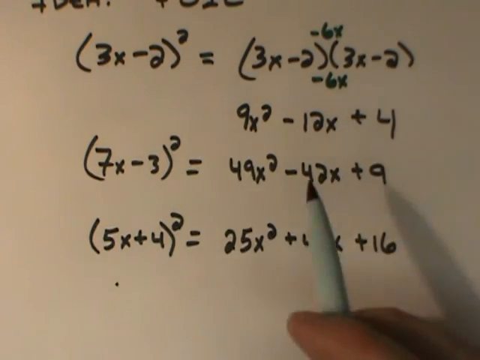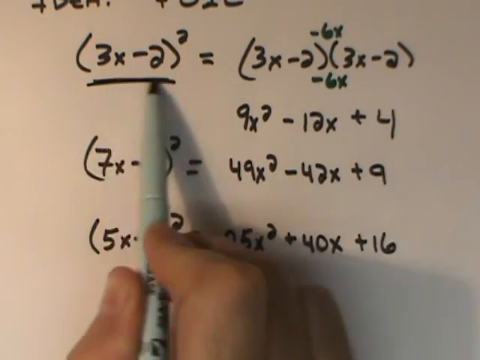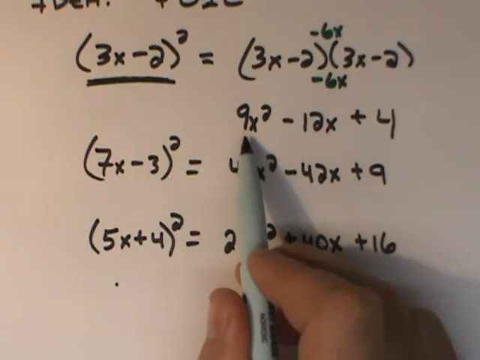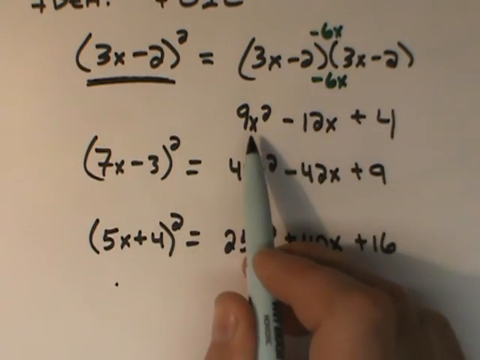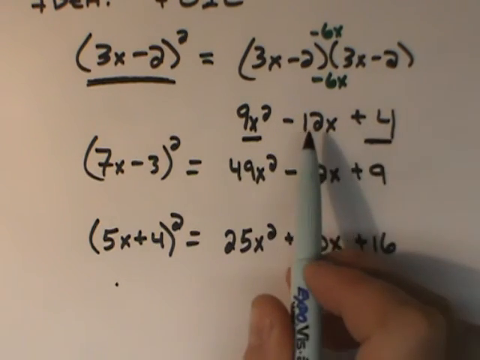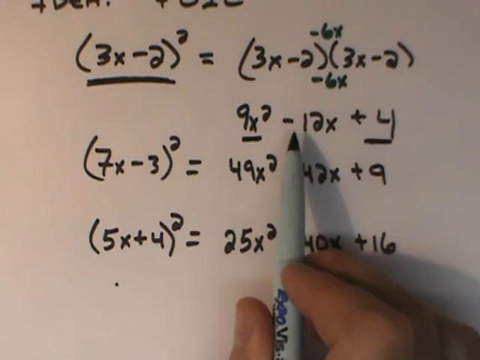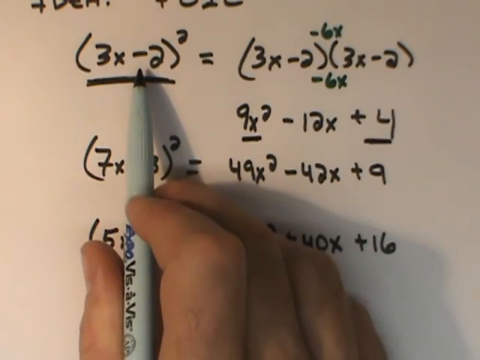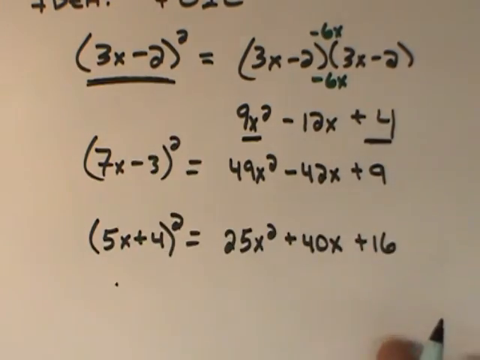What I want you to notice here from our three answers, this is what we started with. Here's the FOILed out version, the expanded version of this. First, last terms are always positive, and that middle term will take the sign that was inside the parentheses. That'll be a very important idea.